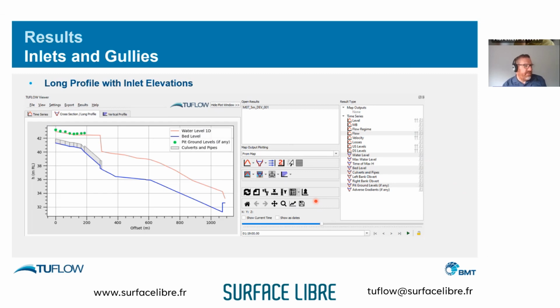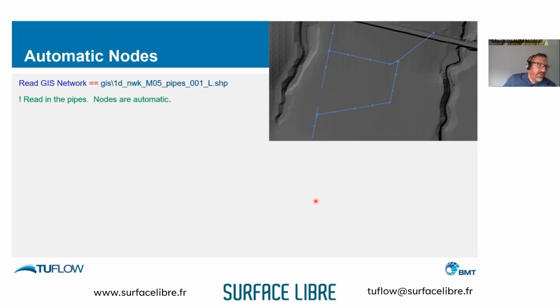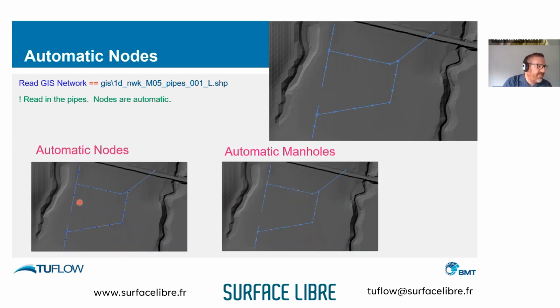So that's the outputs. I just wanted to work through a little example with you to hopefully clarify some of the things that I've been saying in terms of having multiple lines and nodes and manhole layers and things like that. So this is that very simple model. And what we've done here is I've just read in a GIS 1D network pipes layer. So there's no nodes defined here, no manholes or anything else. And what we can see from the check files is nodes get generated automatically and manholes get generated automatically.